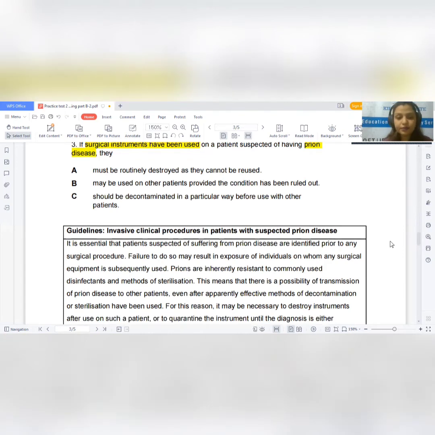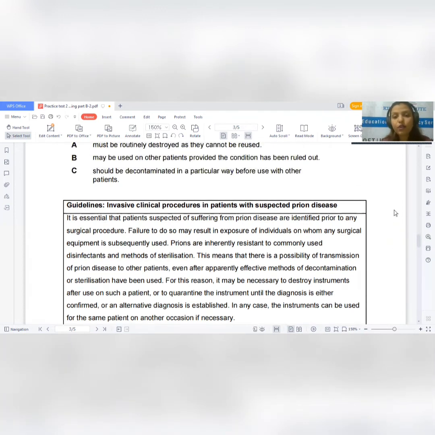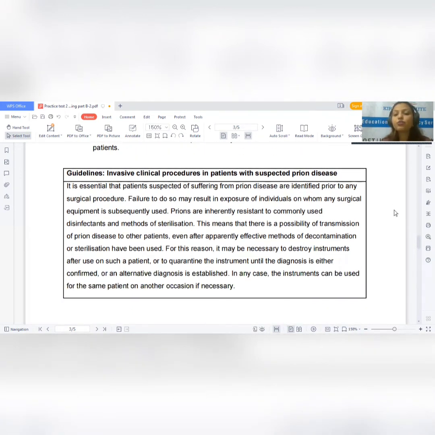As I said, guidelines: invasive clinical procedures in patients with suspected prion disease. It is essential that patients suspected of suffering from prion disease are identified prior to any surgical procedure. This is my direct question. So what I'll do, I will wait for what should be done if the instrument is used.